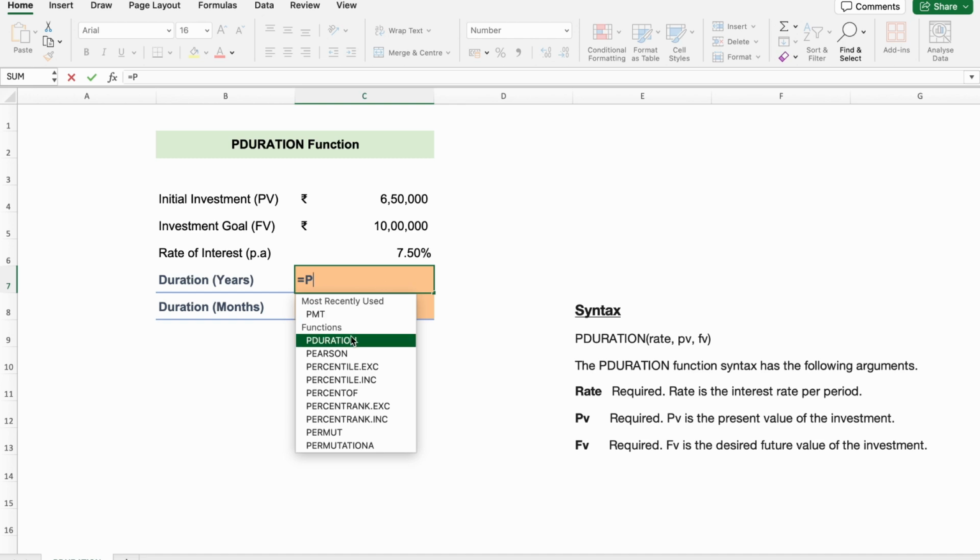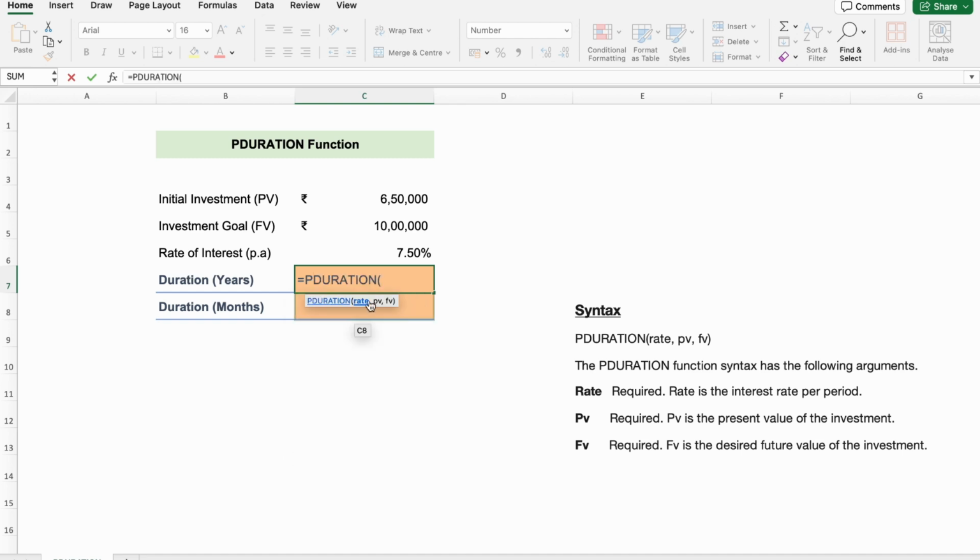Here it is asking for the rate. Our rate of interest is 7.5% per annum. This is the constant rate of interest which is going to stay for the entire tenure, so that his investment can grow from 6.5 to 10 lakh rupees. This rate of interest will be compounded annually. So this is your 7.5%, comma, 6,50,000 rupees is your present value, that is cell C4, comma, and this 10 lakh rupees is the future value, cell C5.